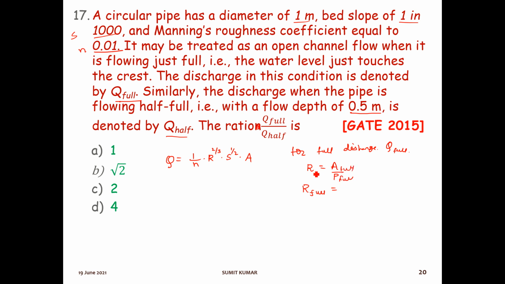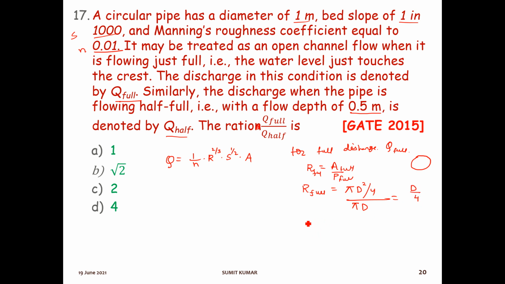P is the perimeter. So what is the full area? Suppose this is the pipe. What will be the area when the flow is occurring through the whole pipe? Correct. So area full is pi d square by 4. And the perimeter is pi into d. So pi and pi cancel, d square by d cancel. So we can write it as d by 4. Correct. This is d by 4.